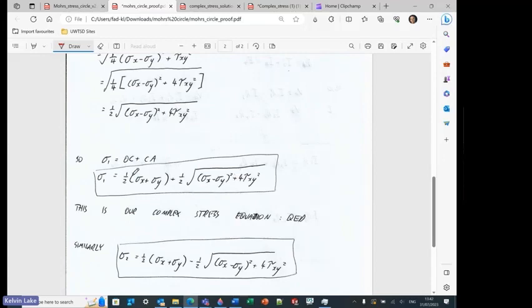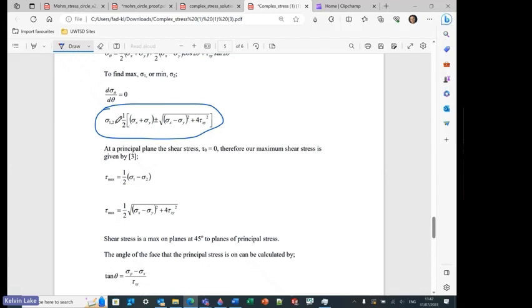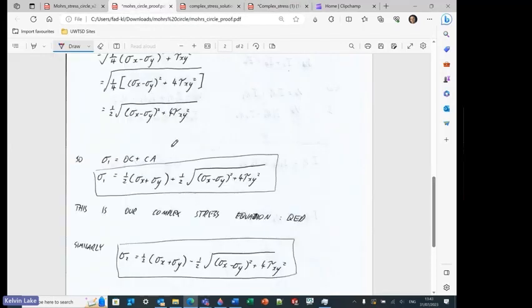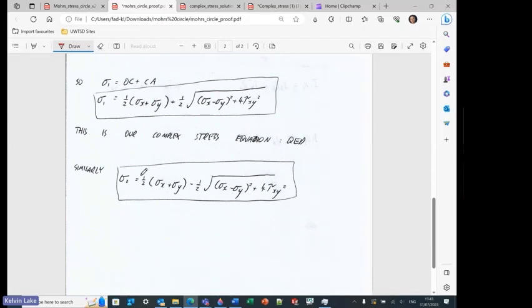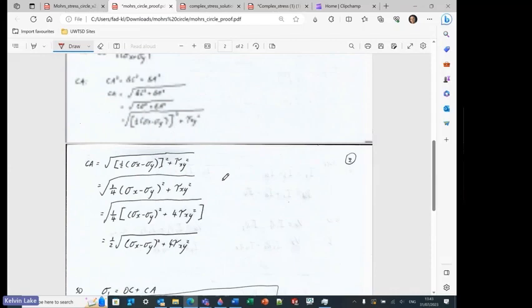Now, if we compare that equation to this equation here, it's the same. Here we've factorized it slightly differently. Here we've got a half times by that and then a half times by that. Here we've got half times by that and the half times by that. So sigma 1, we're adding those two things together. So it's the distance to the origin plus the radius of the circle. And the minimum principal stress would be the distance to the origin minus the radius of the circle.